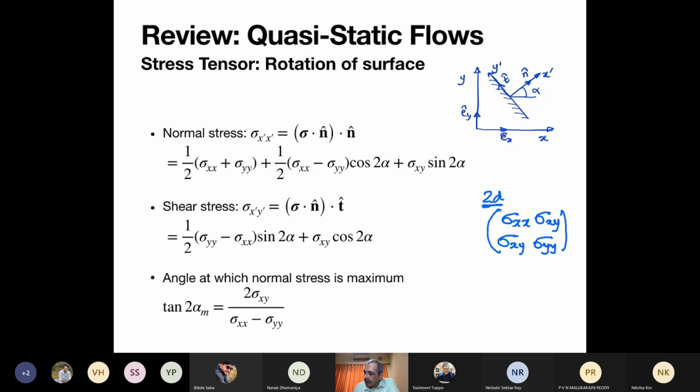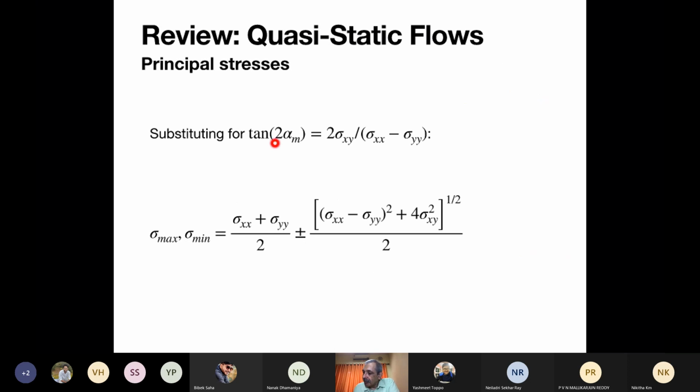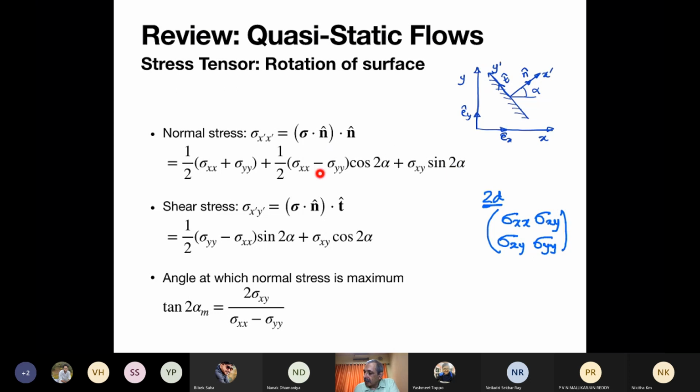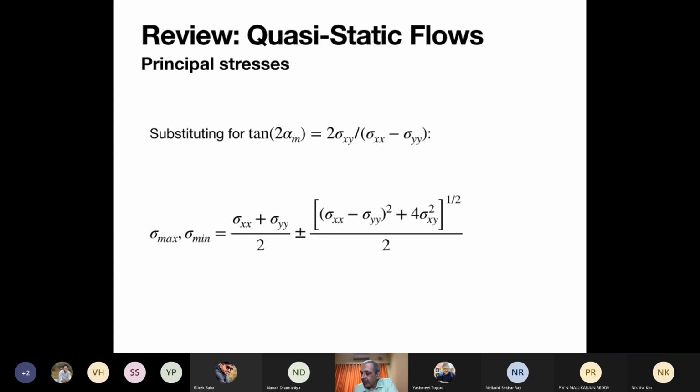So we did all this, and to get this, all we have to do is take a derivative of sigma x prime and put it equal to 0. And then if we substitute for this tan 2 alpha m in this equation and then do a little bit of simplification, we can get what we call the principal stresses. These are the largest and the smallest normal stresses that you can get in the system, sigma max and sigma min, in terms of the known quantities sigma xx, sigma yy, and sigma xy.